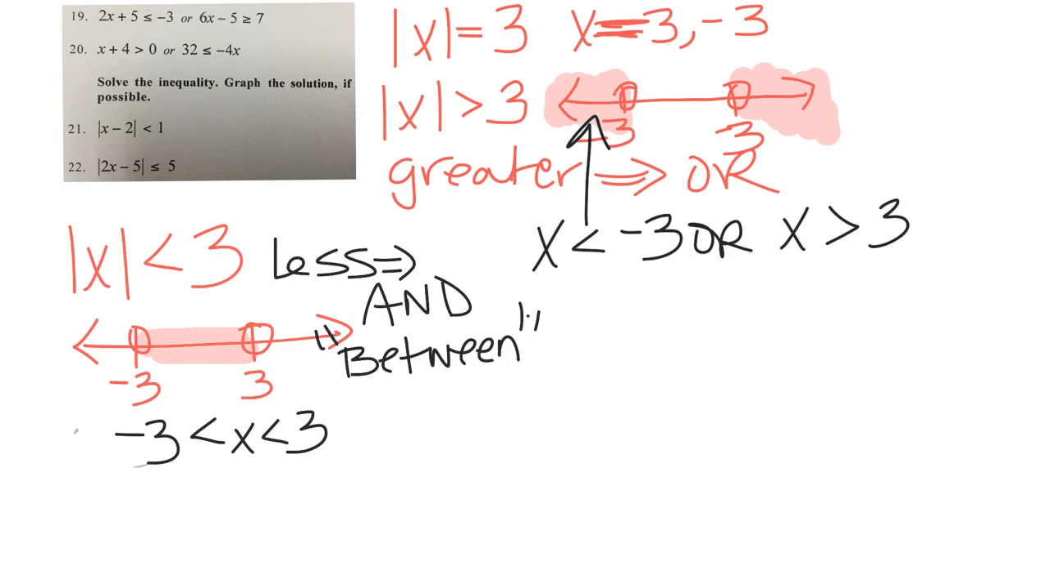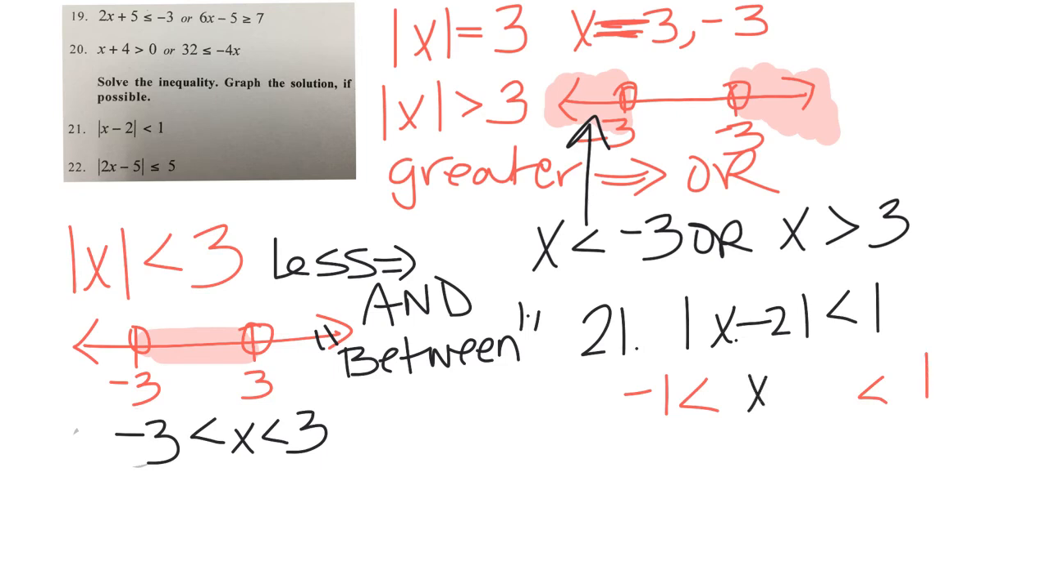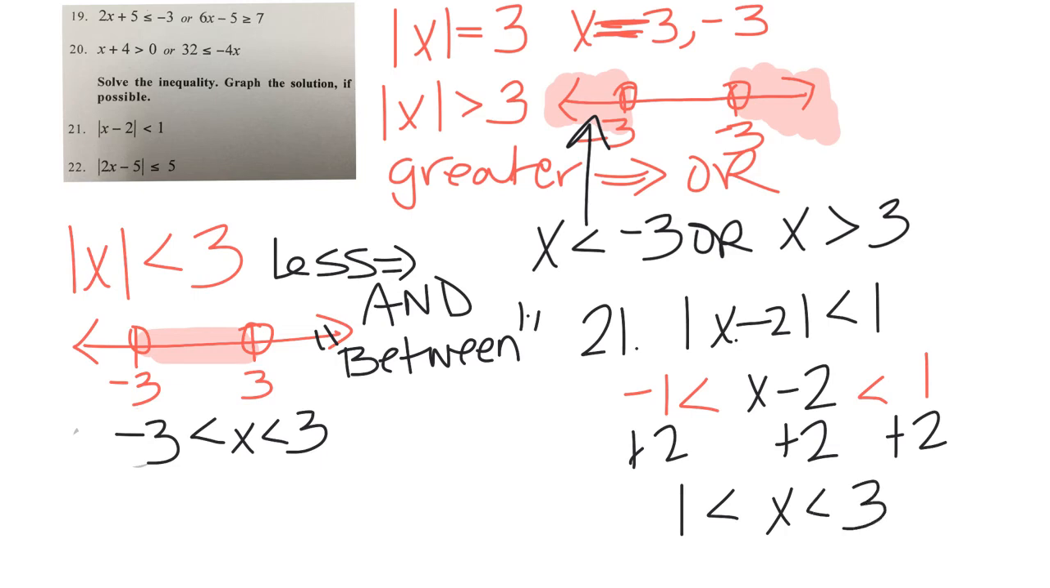We prefer the between statements. So, in number 21, we have the absolute value of x minus 2 is less than 1. Less than is an and. So that's going to be between negative 1 and positive 1. What is between there? The x minus 2. And then we treat it like a regular compound inequality, add 2 to both sides. So 1 is less than x, which is less than 3. And I can draw that on a number line, open circles, and a shaded between.